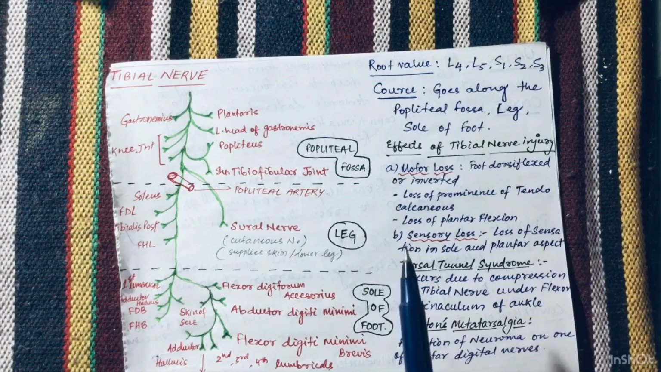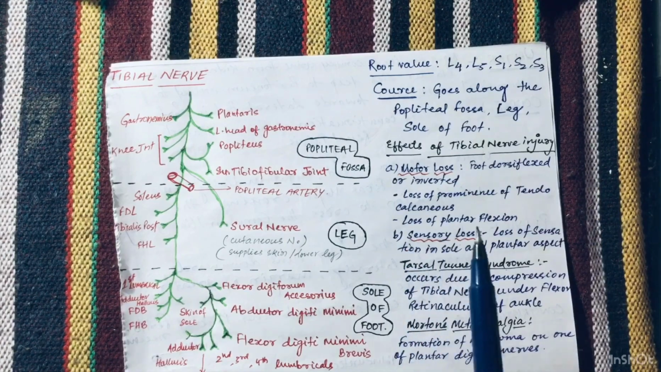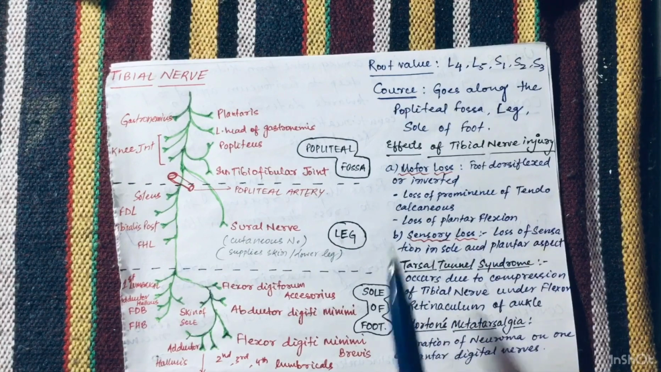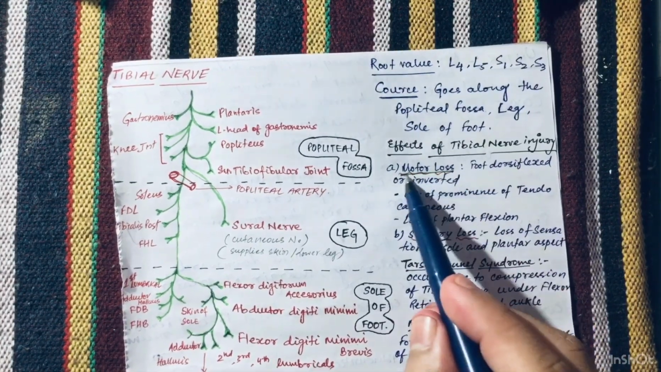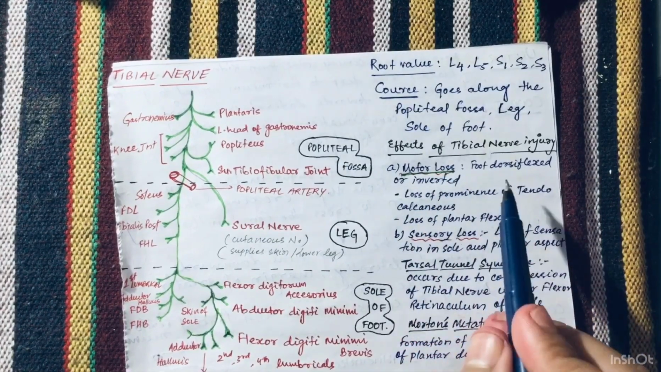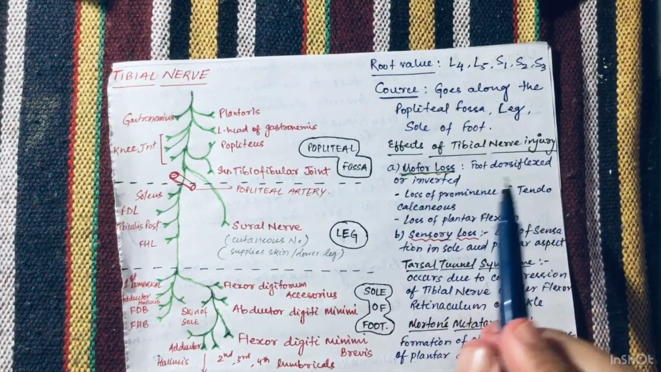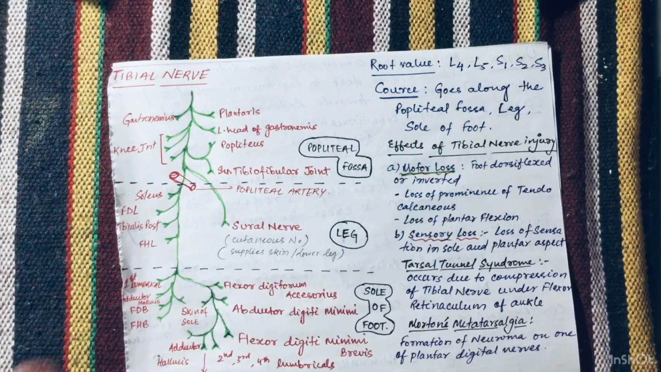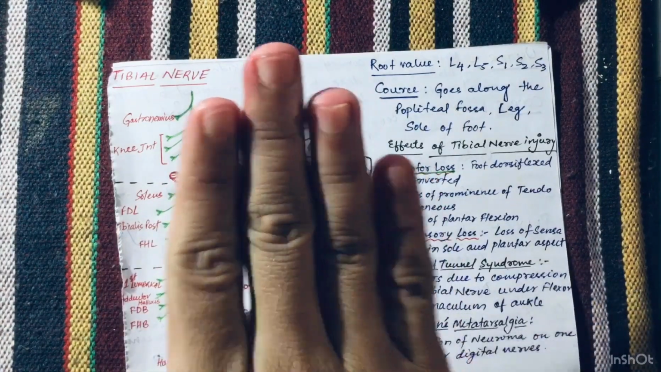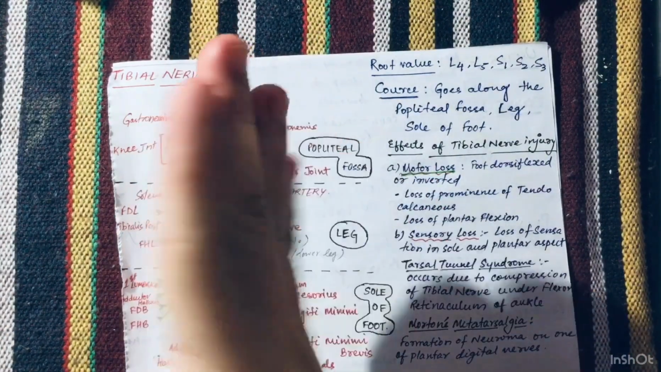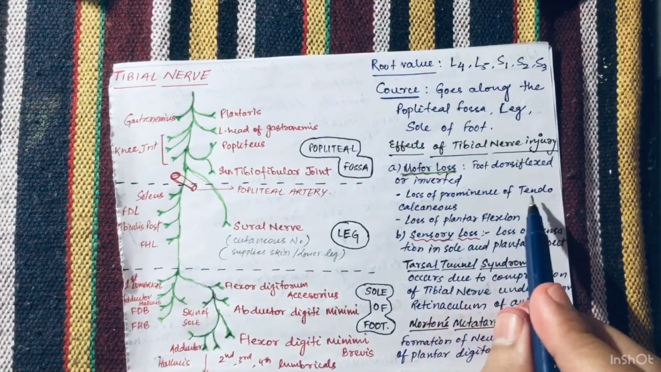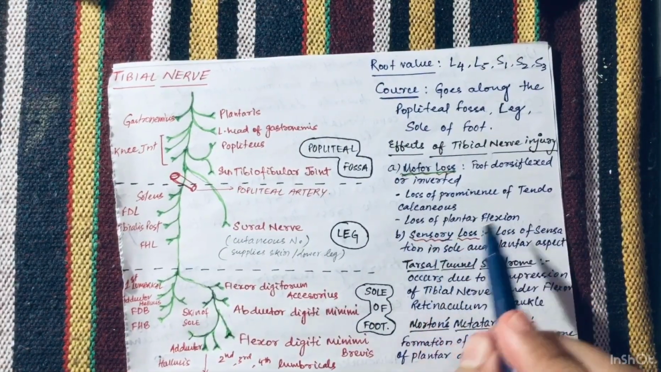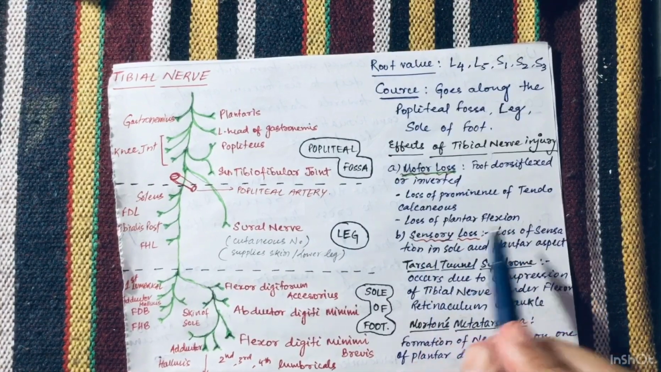Now we'll be talking about some clinical features of tibial nerve injury. First, if there is tibial nerve injury, there will be motor loss. What is motor loss? Conscious movements will be lost, like foot dorsiflexion or inversion. Dorsiflexion is the foot moving like this, and inversion is the total inversion, right? Then loss of prominence of tendocalcaneus. Then loss of plantar flexion.